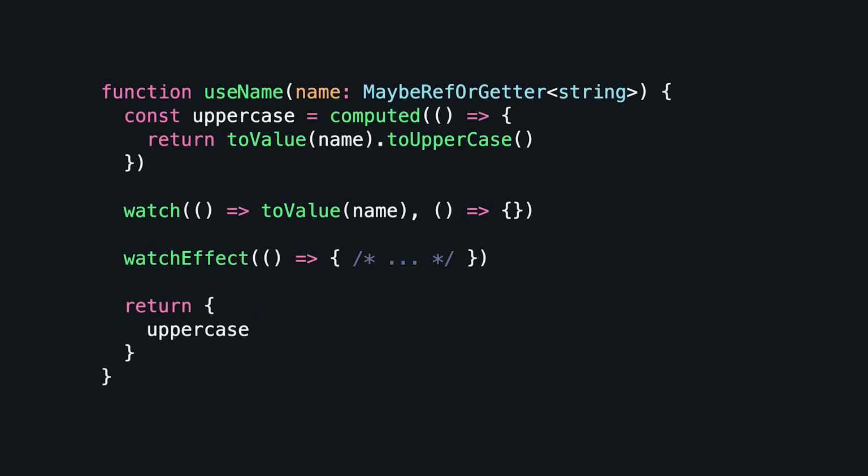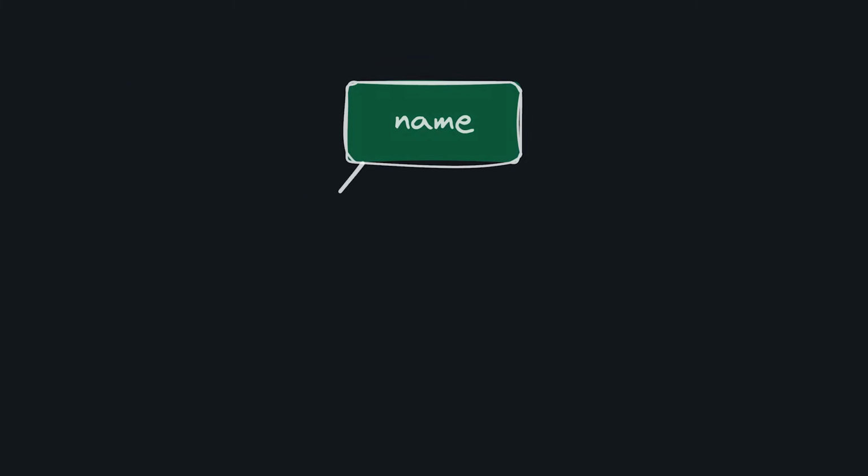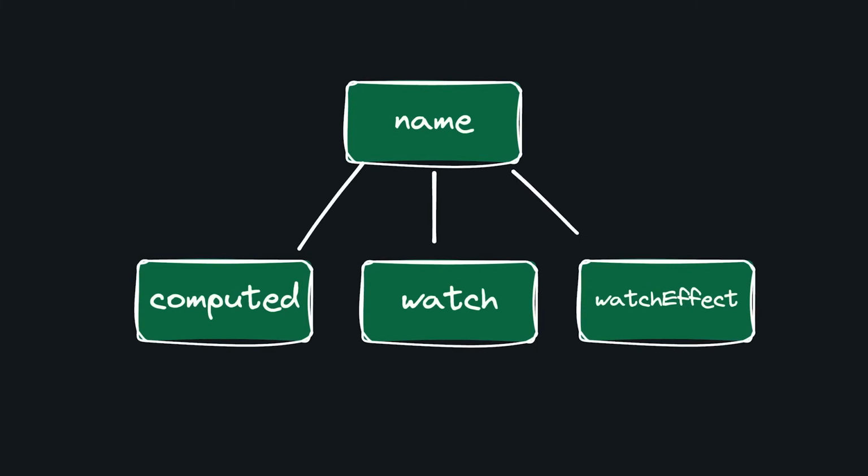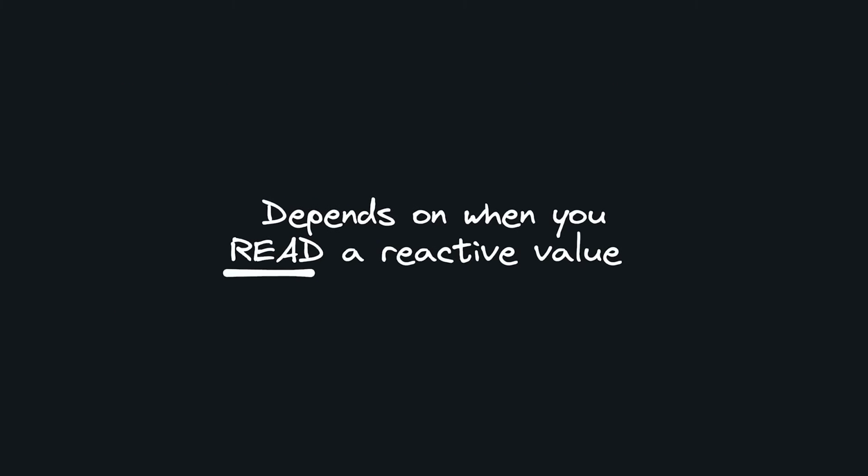Basically, a composable is just a function that can contain reactivity. It's not reactive itself. The actual reactivity is in the effects, like computed, watch, or watchEffect. And the thing that actually makes these effects reactive is Vue's dependency tracking. Vue's reactivity system depends on when you read a reactive value.